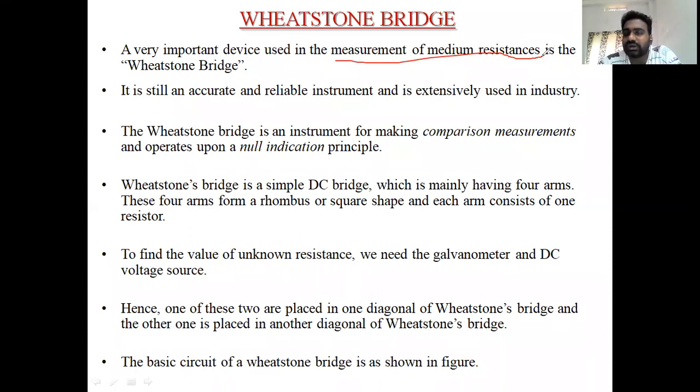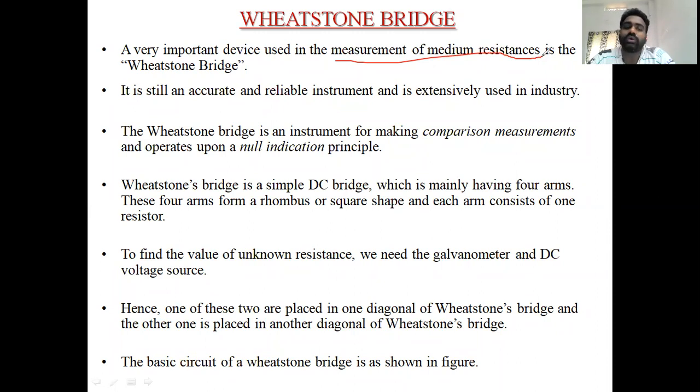How can we measure the medium resistance? The medium resistance range is from 1 ohm to 0.1 mega ohm, which we have already seen in the introduction. The entire resistance measurement is categorized into three states: measurement of low resistance, measurement of medium resistance, and measurement of high resistance. Low resistance range is up to 1 ohm, medium resistance range is from 1 ohm to 0.1 mega ohm, and high resistance range is beyond 0.1 mega ohm. Here we are measuring the range of 1 ohm to 0.1 mega ohm.